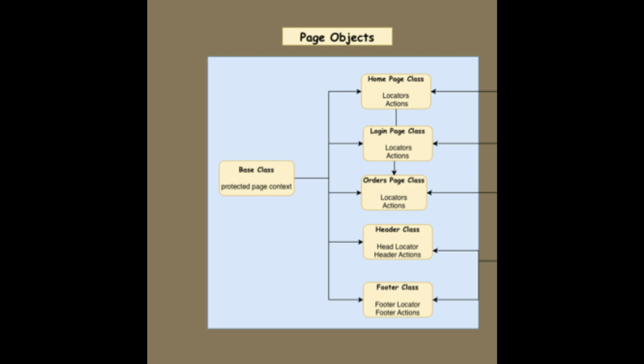Similarly, we will be doing the same thing in the login page, orders page, and there could be a base class which has all the shared page context. In Playwright you use page as a context, so we can use a protected member of page which will be shared across all the pages. So that's where inheritance comes into the picture.